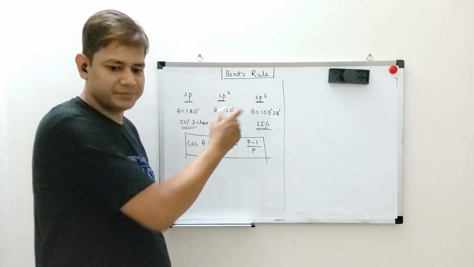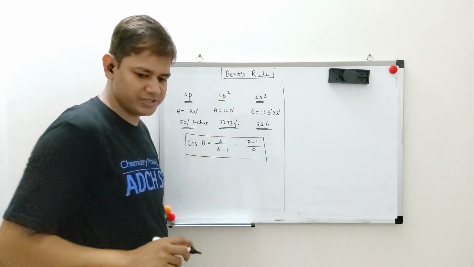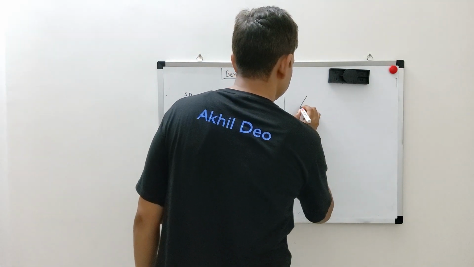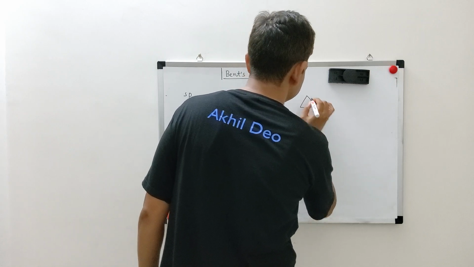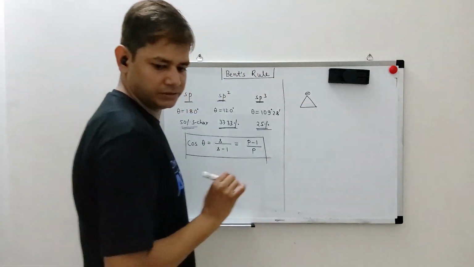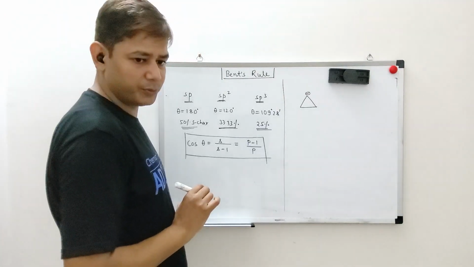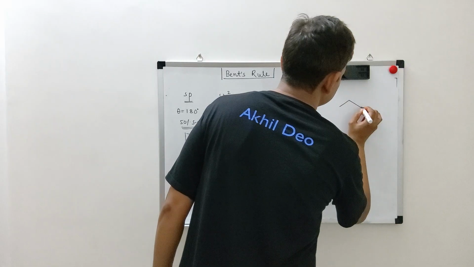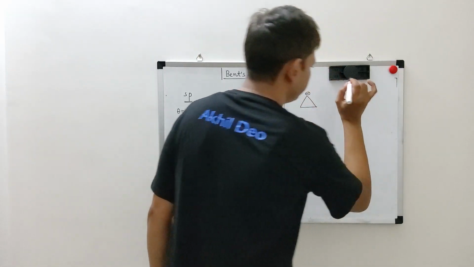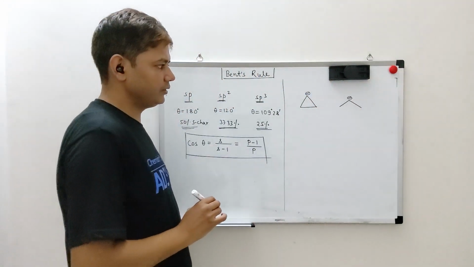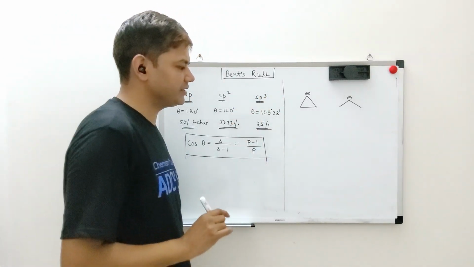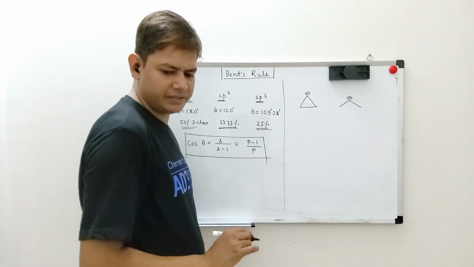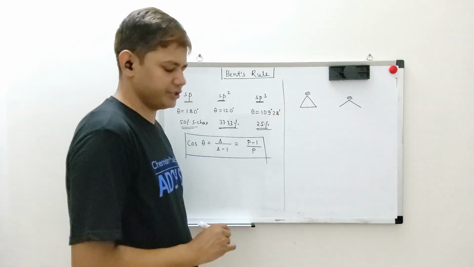Let us do one simple example based on this, and then we'll come to the Bent's rule statement. Let us compare the stabilities of negative charge on a cyclopropyl ring and a normal propyl carbanion. We're comparing the stability of the negative charge on the secondary position.